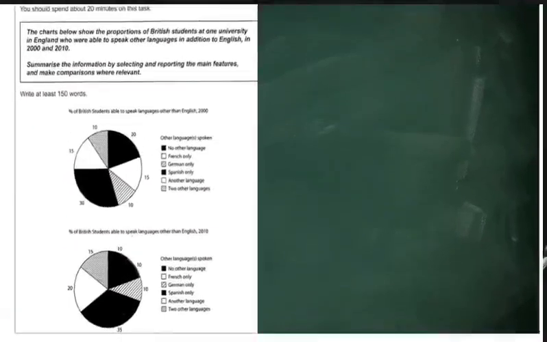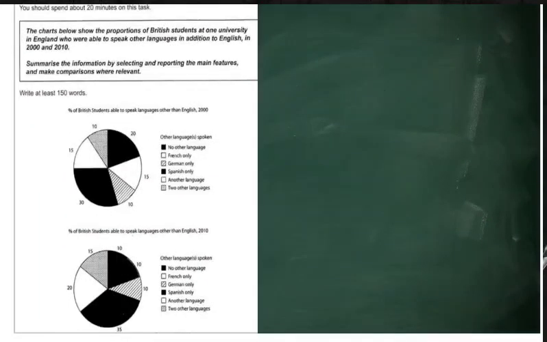As you can see, this is a set of pie charts, basically 2 of them. There's an instruction which says the charts below show the proportions of British students at one university in England who were able to speak other languages in addition to English in, of course, 2 years. They've given 2000 and 2010. So there's a year gap. Summarize the information by selecting and reporting the main features and make comparisons where relevant. That's what they say, right?